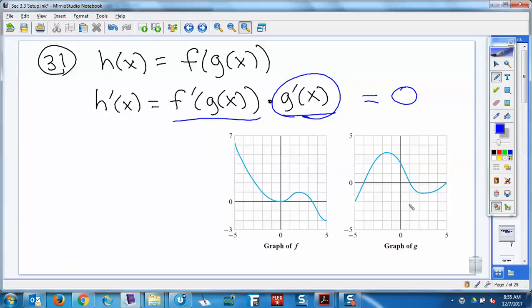Here's the G graph. When is G prime 0? Right there, and, I don't know, right there, let's say. So what's that? At 1, 2.5, and negative 1.5. Okay, let's go with that. Now, where's this one 0? Now, this gets harder. So now forget the G for a minute. Just answer the question, where does F prime equal 0?